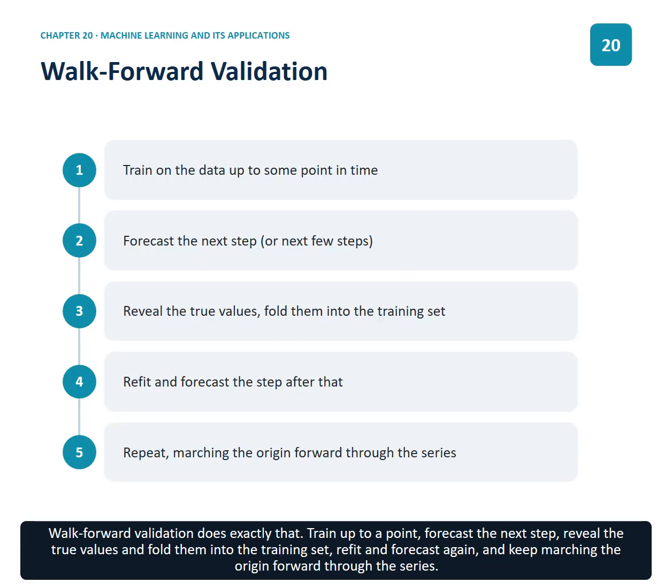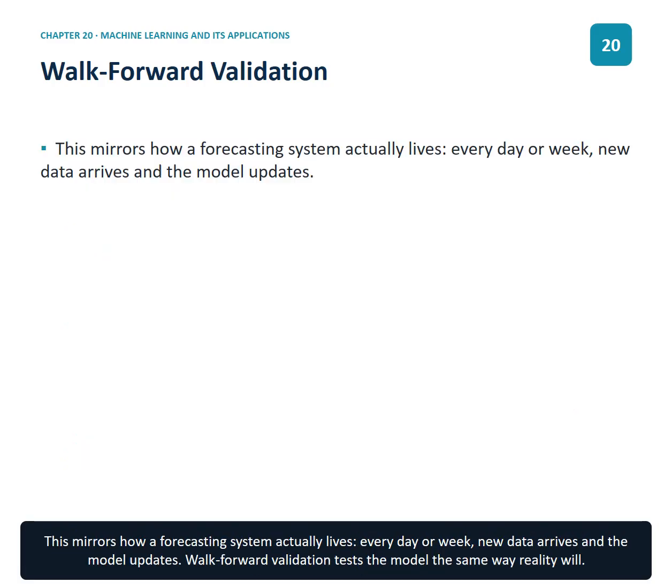Train up to a point, forecast the next step, reveal the true values, and fold them into the training set, refit and forecast again, and keep marching the origin forward through the series. This mirrors how a forecasting system actually lives. Every day or week, new data arrives and the model updates. Walk-forward validation tests the model the same way reality will.